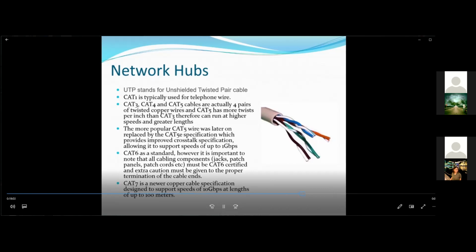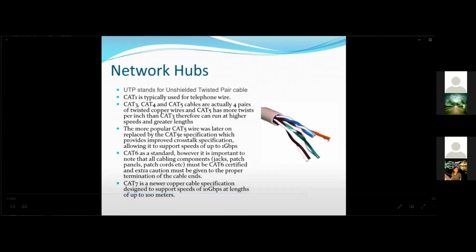Hindi na siya plastic. And we have the latest, which is Cat 7, Sigma copper cable specifications designed to support speeds up to 10 gigabytes per second at lengths of up to 100 meters. Ito yung pinakabago pero honestly, hindi ko pa siya na-encounter sa market. Siguro meron siya mabibili pero hindi ko pa siya nakikita. No? Pero yun nga, bago lang to.